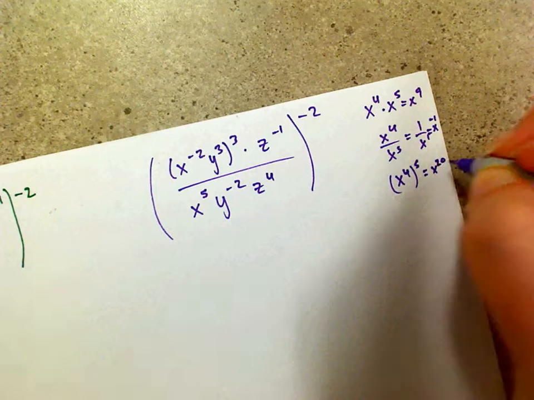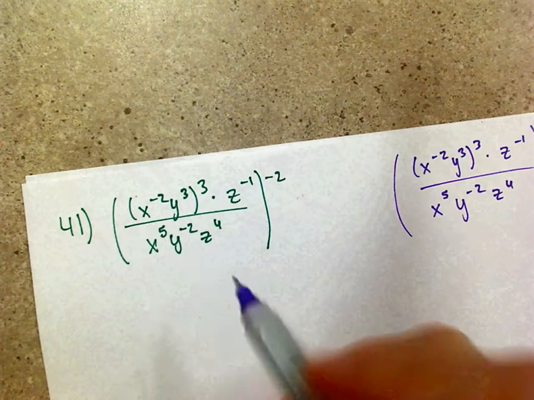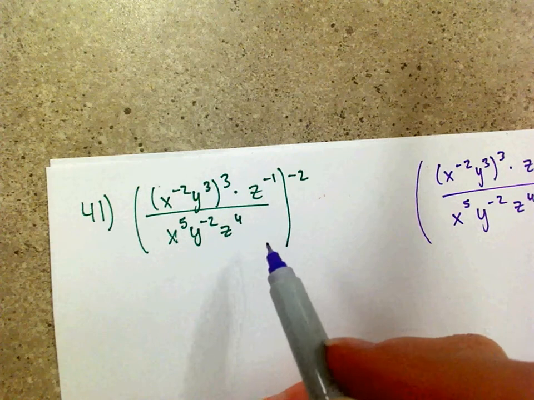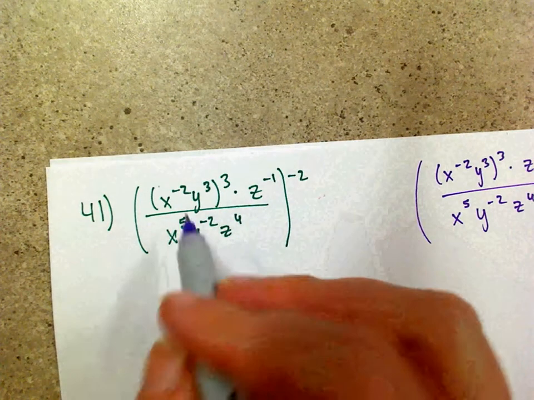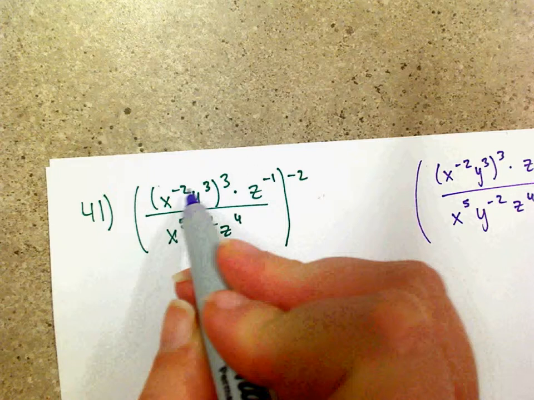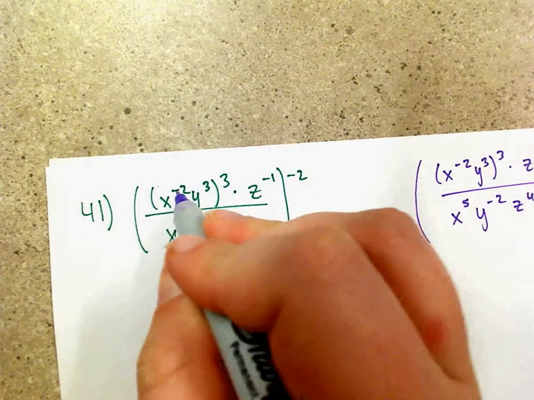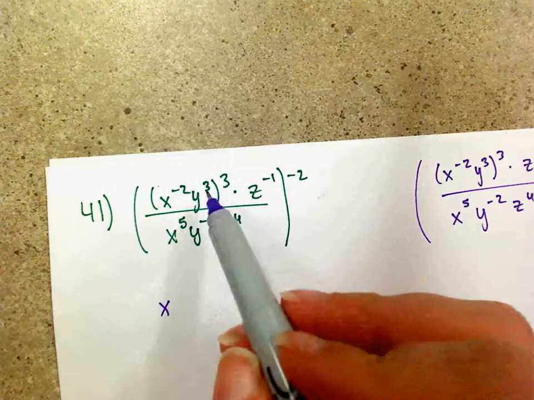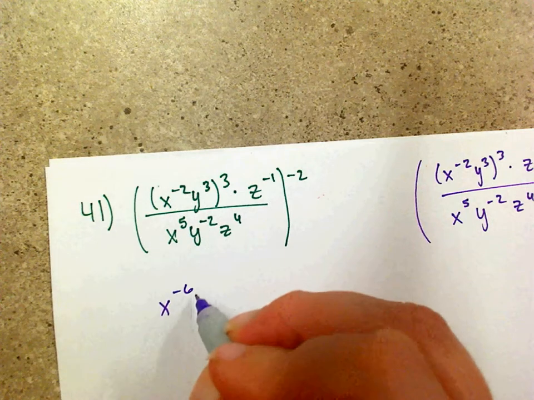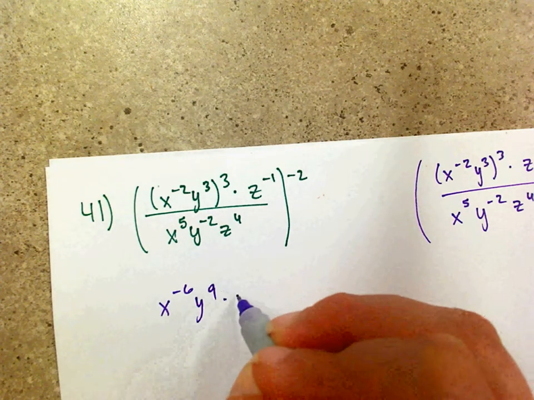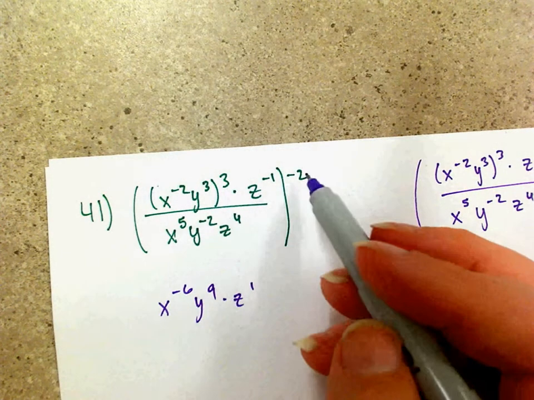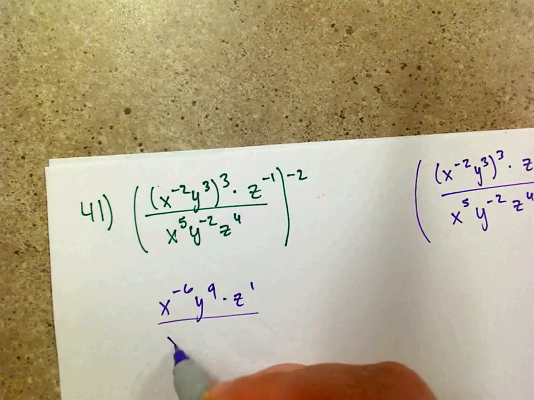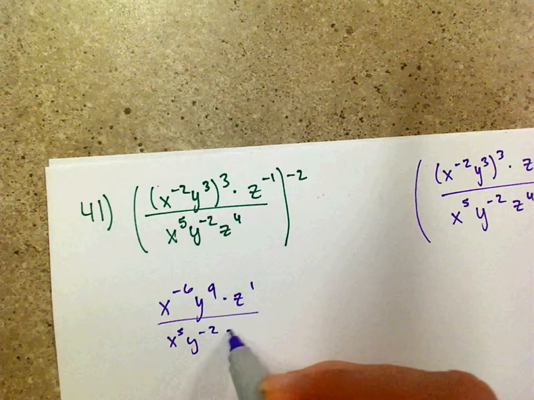Okay. So one option is to just go ahead and take it slowly and simplify everything as you go. So I'm going to go ahead and just work with this first. I've got x to the, when I distribute this power of 3 to both of these, I've got x to the negative 6 and y to the 9th times z to the negative 1st. Okay, so that's that. Now I want to distribute over x to the 5th, y to the negative 2, z to the 4th. I want to distribute my power of negative 2.